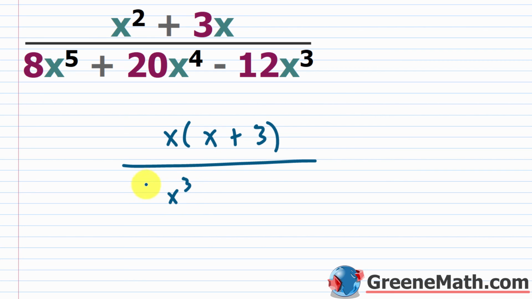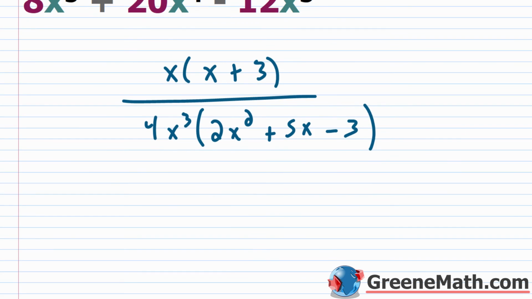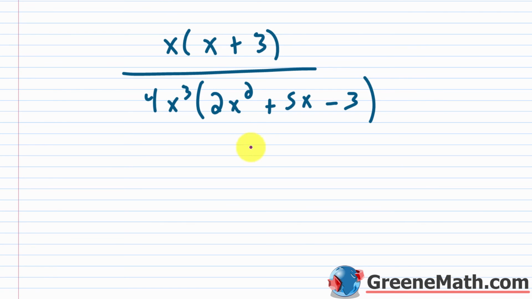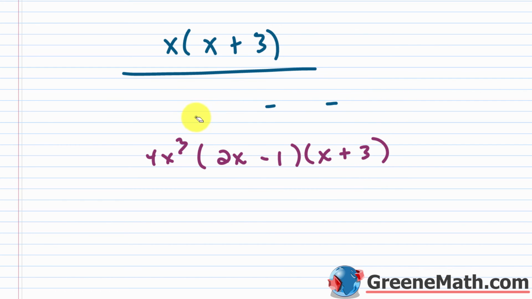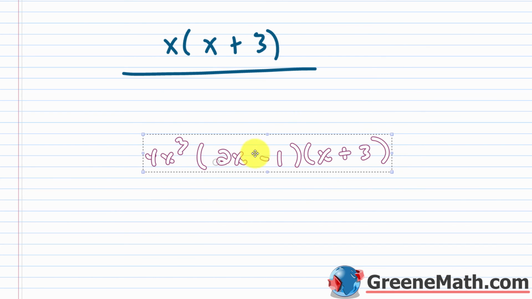Number-wise, it looks like I can pull out a 4 again. And then inside of here, I'm going to have 2x squared, plus 5x, and then minus 3. So can I further factor this? Well, let's think about this. So 2x and x, and let me put this 4x cubed out here. Let's see, 3 is only 1 times 3. So if I put a 3 here and a 1 here, that would be 6 minus 1, which would be 5. So put a plus here and a minus here. Yeah, that will work.